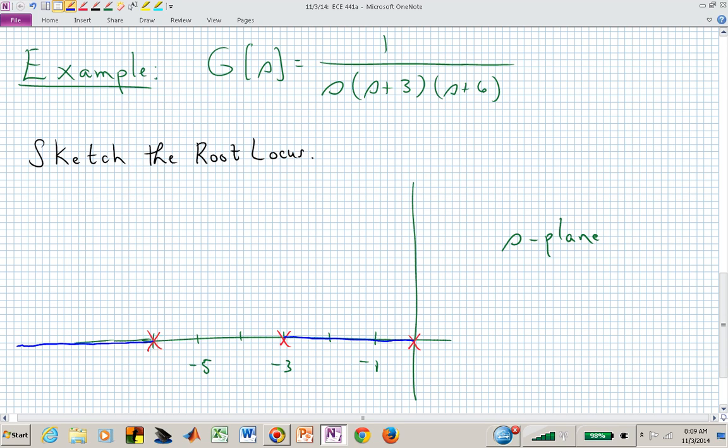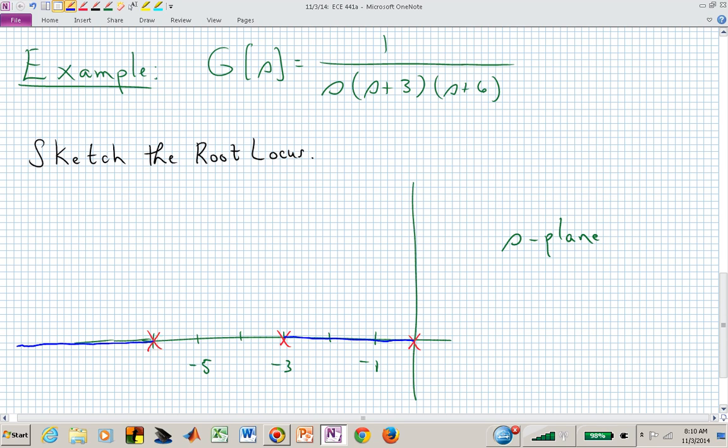How many branches do we have? How many root locus branches do we have for this system? Show of fingers. At the count of 3, I want to see fingers. I think they will fit on one hand. 1, 2, 3. I don't see very many fingers, but I do see some. It looks like 2 and 3.